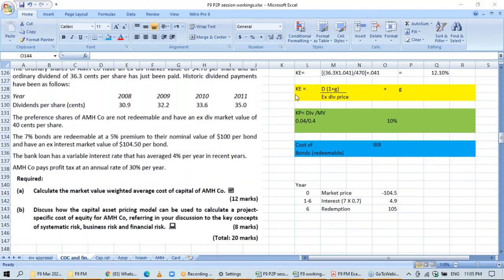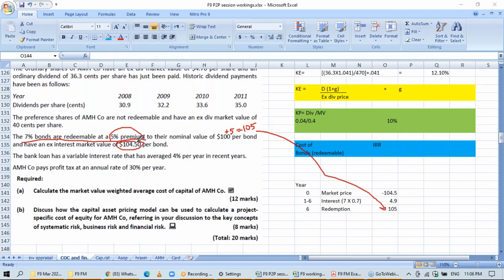Looking at the question, the 7% bonds are redeemable at a 5% premium. So a 5% premium means the bond will be redeemed not at 100, but at 100 plus 5, which is 105. So the investor after 6 years will be able to receive how much? 105. This is an inflow for the investor, right?